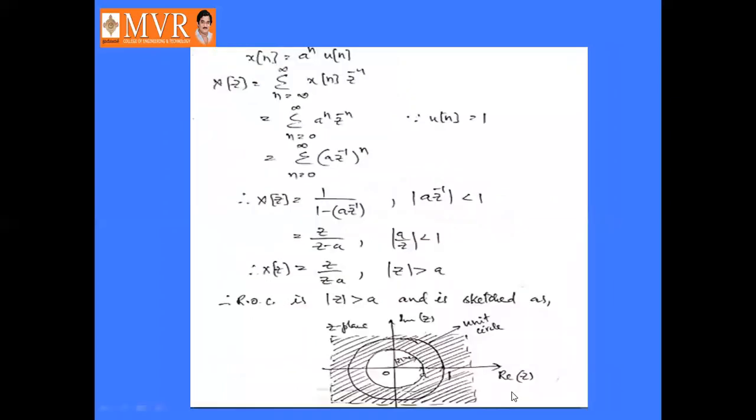Okay, then the next problem is x of n equal to a power n into u of n. So X of z equal to sigma n equal minus infinity to infinity x of n into z power minus n. So a power n into u of n. U of n is varying from 0 to infinity. So n equal to 0 to infinity a power n into z power minus n. So a into z power minus 1 whole power n. In the same manner we can draw the ROC also.